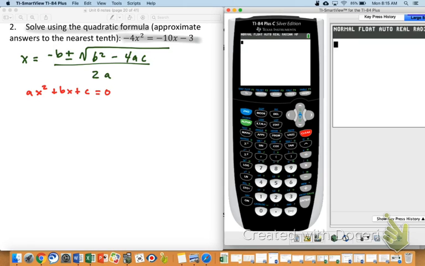If I were to add those over, I would get negative 4x squared plus 10x plus 3 is equal to 0. Can you clearly see your A, B, and C here? Yep. Okay, so here we go. Here's the quadratic formula. X equals negative 10 plus or minus.